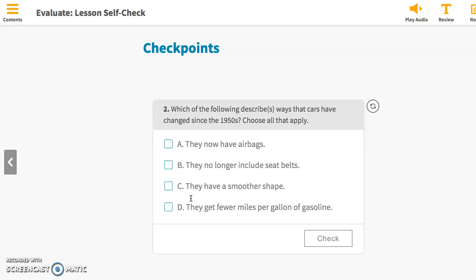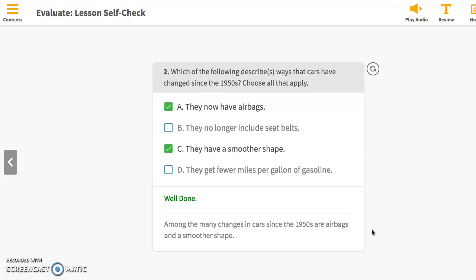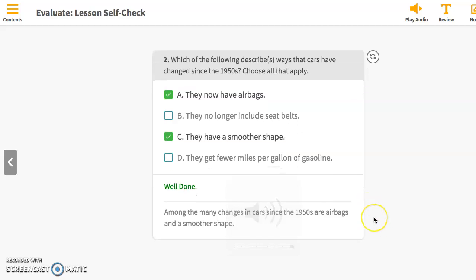Which of the following describe ways that cars have changed? Do they have airbags now? Do they include seat belts? So what we remember is, did it talk about airbags? I don't remember it talking about airbags. They no longer include seat belts? Definitely. They have a smoother shape. We have seat belts, so I skipped that one. They get fewer miles per gallon. No. So they have airbags, like we're talking about today, okay? The change is that we have airbags now and a smoother shape. There's no seat belts, fewer gas mileage. That's not a worry.